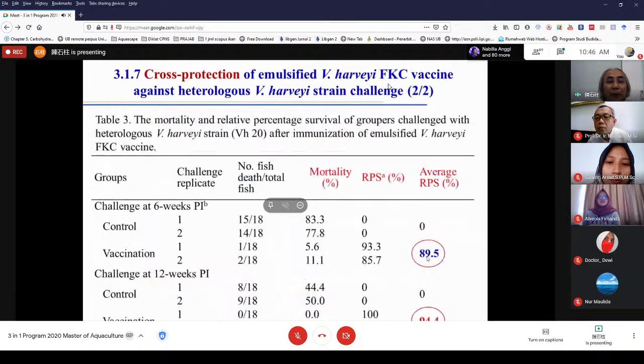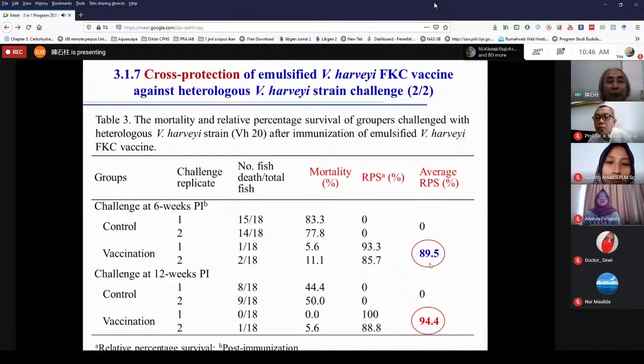Okay, going to the table, it's easy to see. You can see here, control group 85, 77. Vaccination only 5%, 11%. The average RPS is 85%. Even in the 12 week, the heterologous strain also has 94%. So it means they have cross protection.